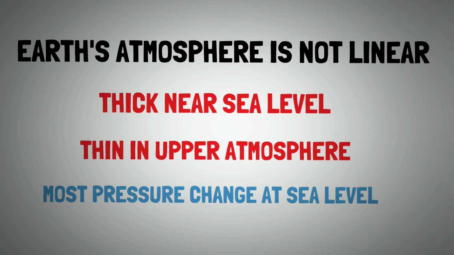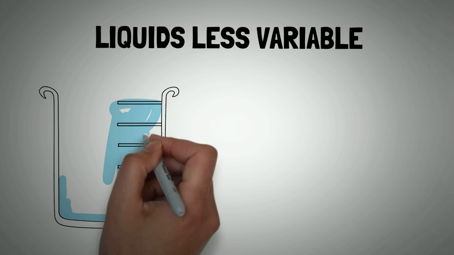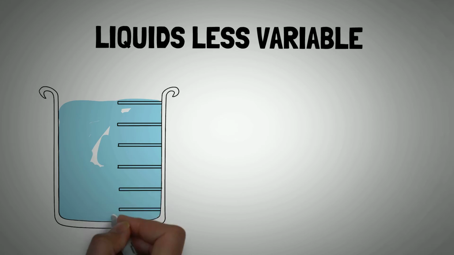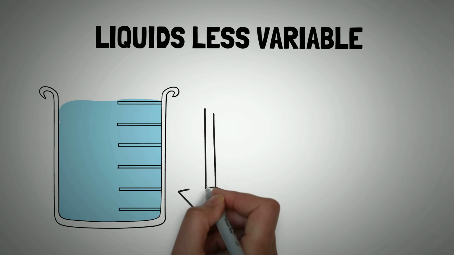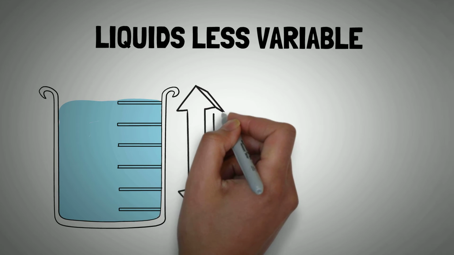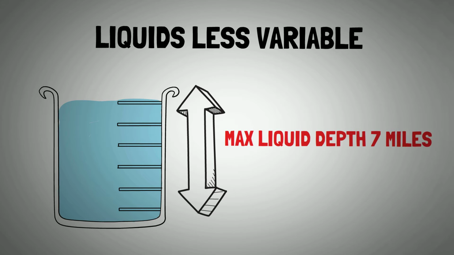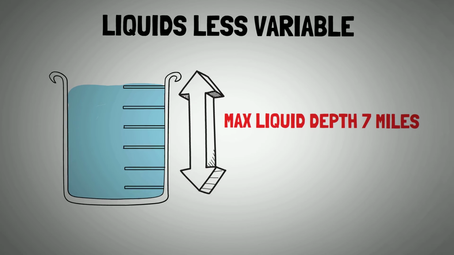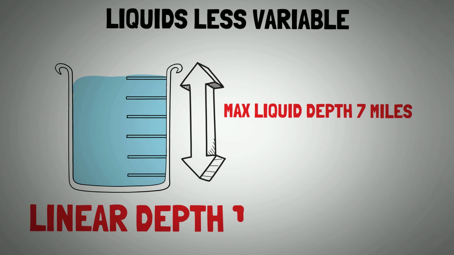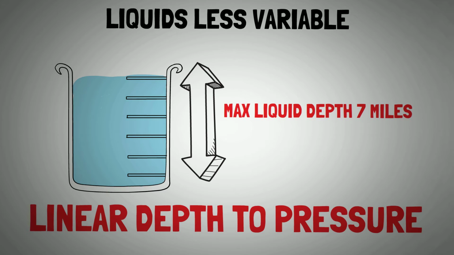Liquids, on the other hand, are less compressible and have less variability of density due to temperature. Also, the heights of liquids we are performing calculations on are much less compared with the atmosphere. The deepest body of liquid being the oceans, with a maximum depth of approximately 7 miles. Because there is less variability, it means we can draw firm, linear relationships between depth and pressure.